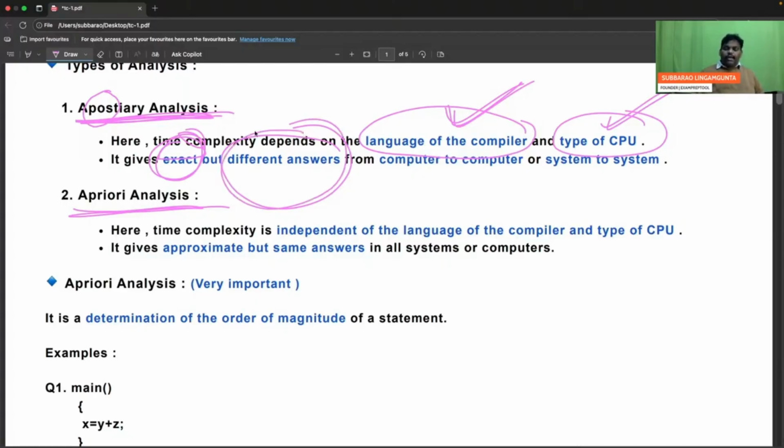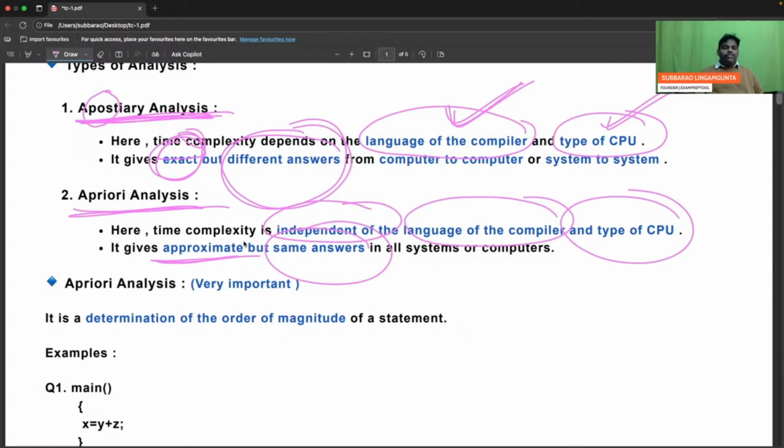But see the priori analysis. Priori analysis is the opposite of it. What is that? It is independent of language of compiler and type of CPU. Those two things, if you say or if you don't say, it doesn't matter according to priori analysis. Because real things you are not taking care of, you will get the approximate answer. But the advantage is that in every system, you will get the same time complexity.